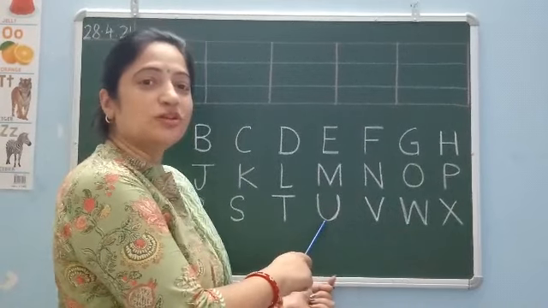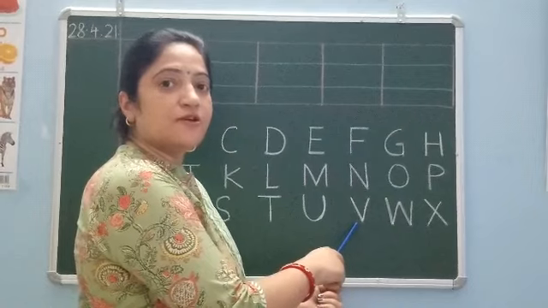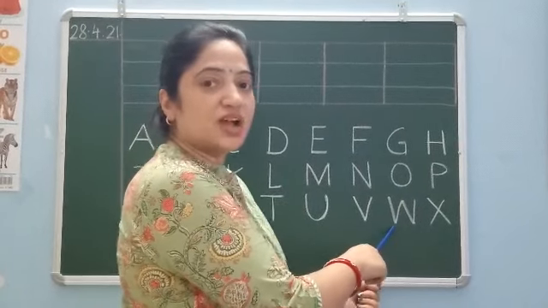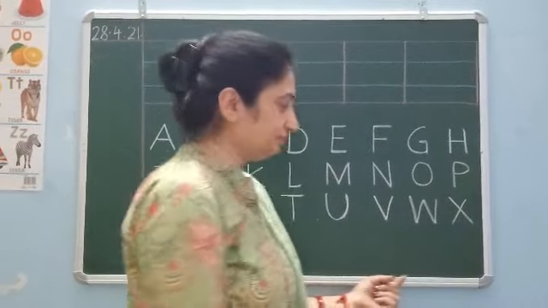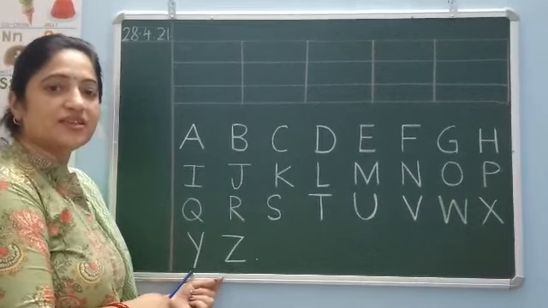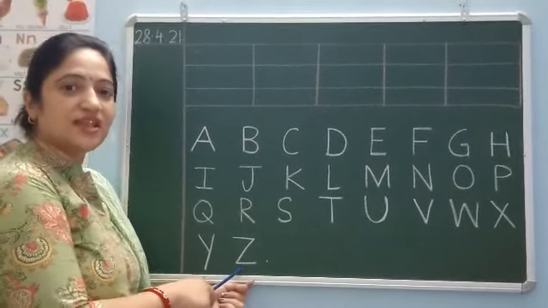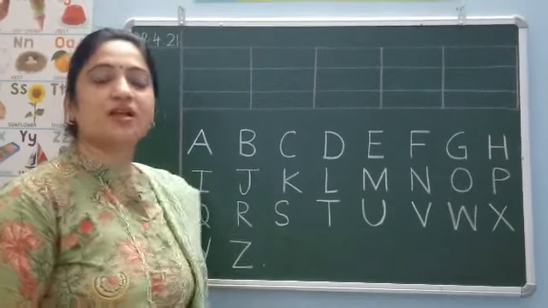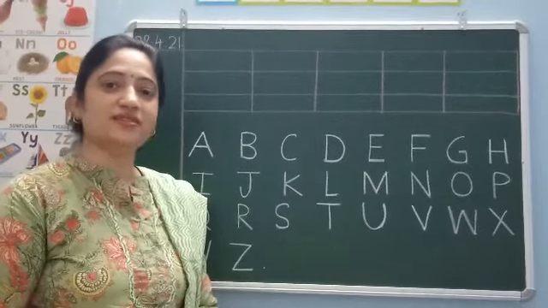This is U. U says A. This is V. The sound of V is V. Now comes W. W says W. X says X. Children, this is Y. The sound of Y is Y. And now comes Z. Z says Z. Children, in this way you have to learn and practice the sounds of the letters A to Z.